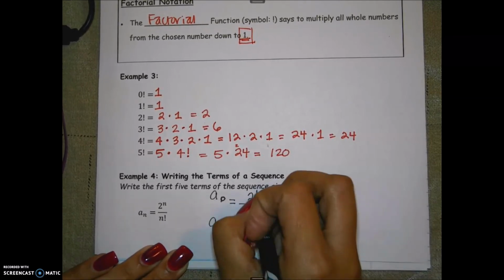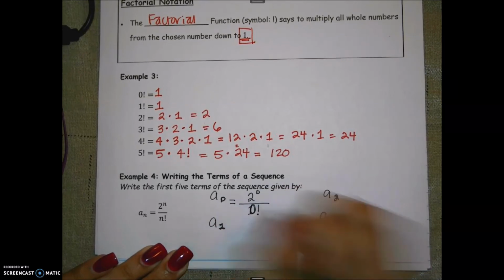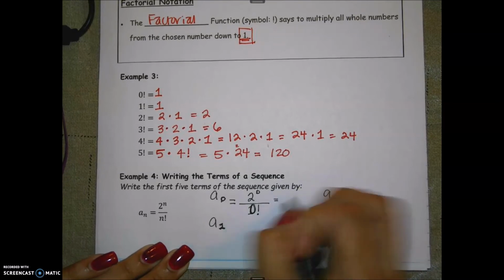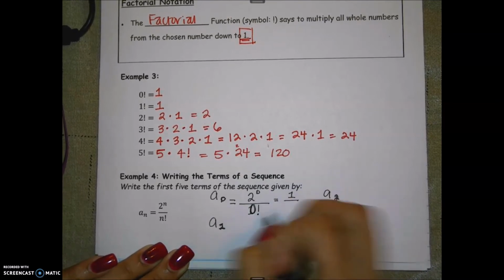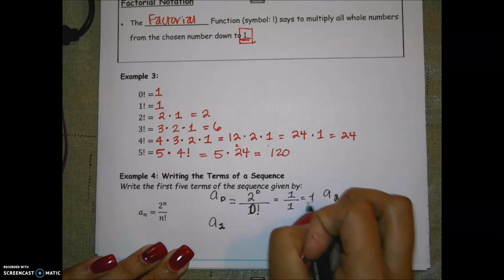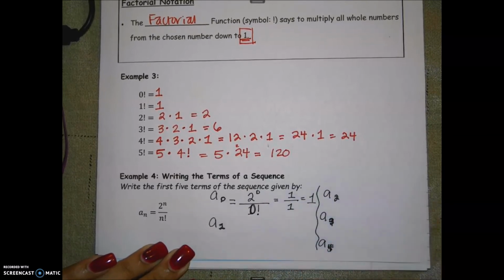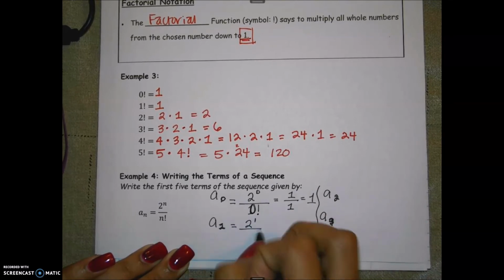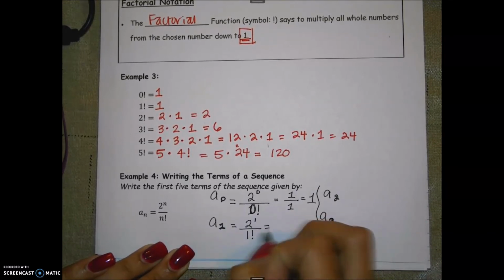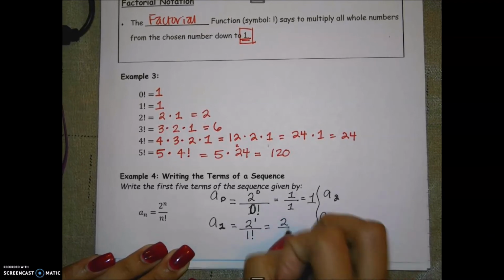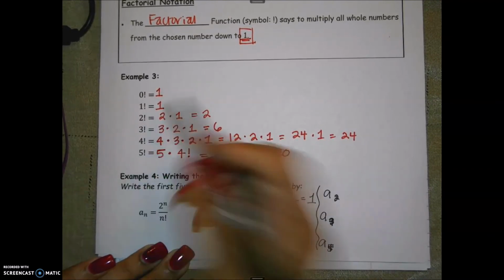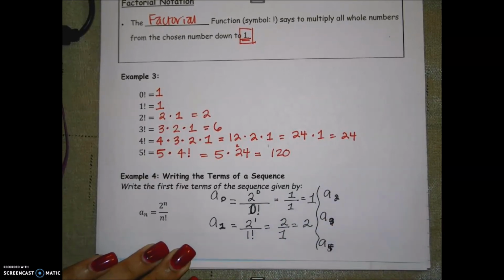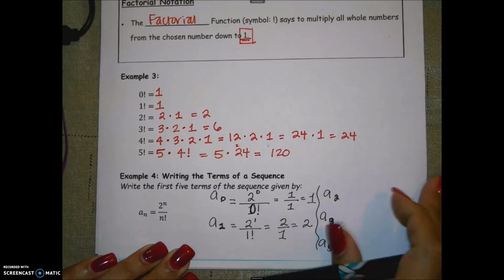So this should be 2 to the 0 power divided by 0 factorial. Anything raised to the 0 power is 1. 0 factorial is 1, and 1 divided by 1 is 1. Okay? A1 is 2 to the first power divided by 1 factorial. 2 to the first power is 2. 1 factorial, according to my chart up here, is 1. And 2 divided by 1 is 2. Okay? Hopefully we're on the same page here.